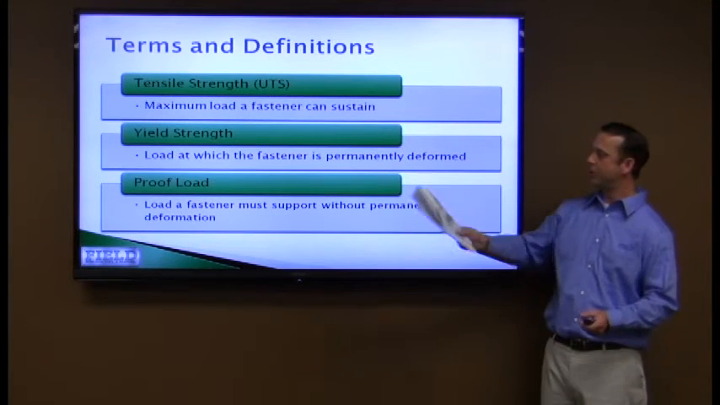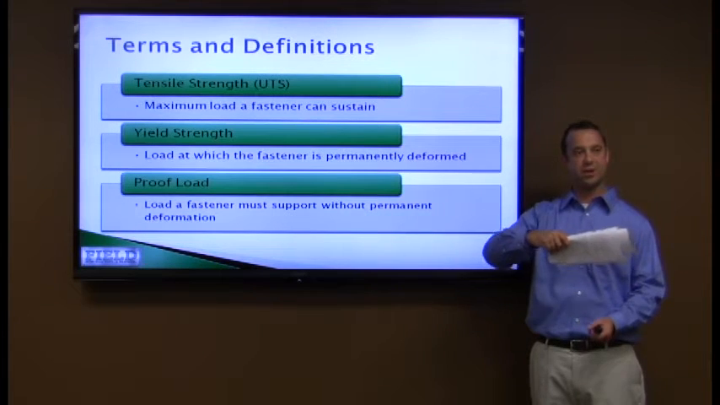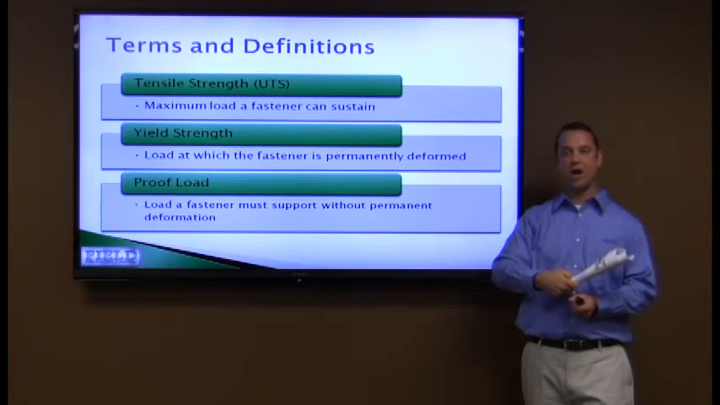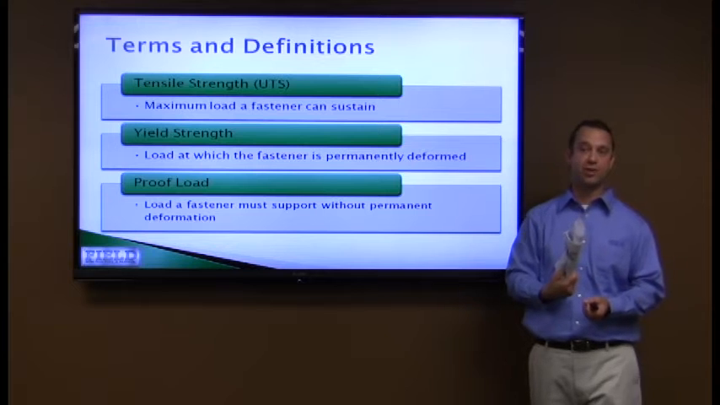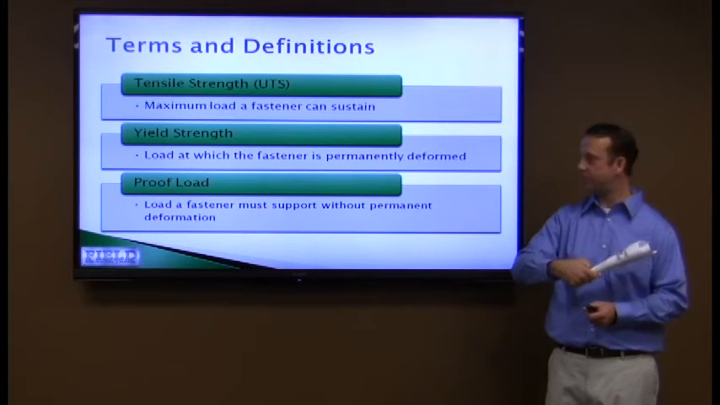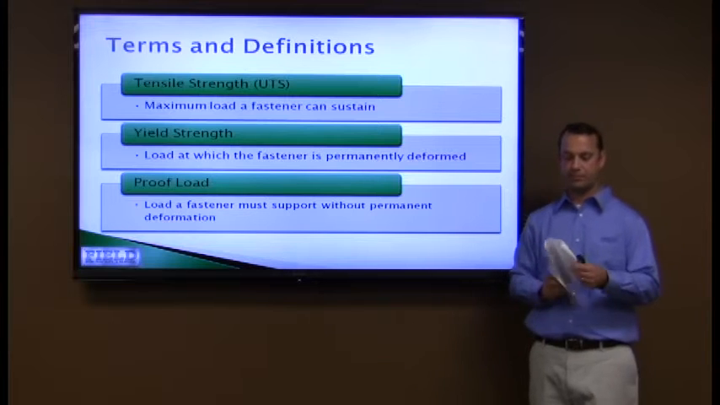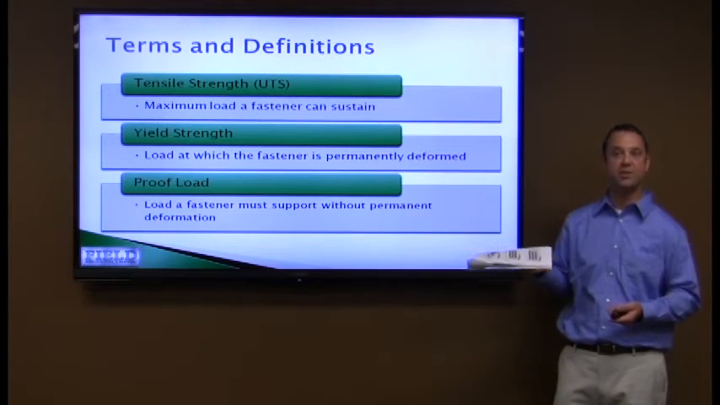So generally, you're going to hit your proof load first. This is your load with which you can stretch the fastener and it'll return to its original shape. The yield strength is when you put a load on it and it actually stretches. It does not return to its initial shape, but it has not fractured yet. It's still one continuous piece. And then your tensile strength is actually when the fastener is fractured. And again, these are all measured in pounds or PSI.